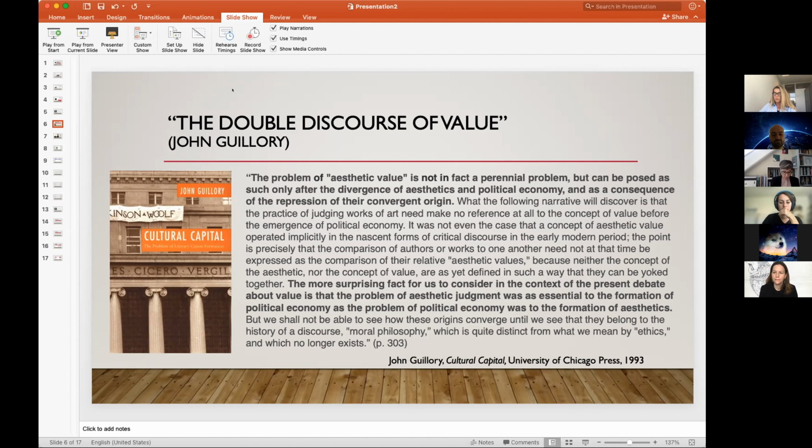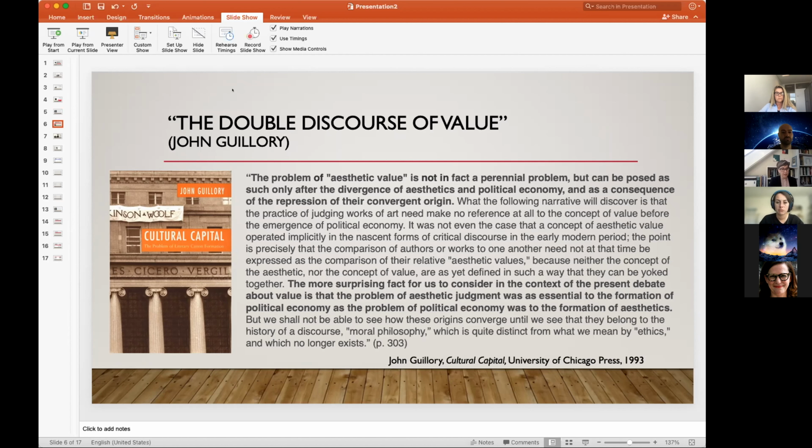In fact, these discourses overlap, in Adam Smith and David Hume. And here's a lengthy quote from John Guillory, which I'm not going to read all of, but I'll just read portions of it. The problem of aesthetic value is not in fact a perennial problem, but can be posed as such only after the divergence of aesthetics and political economy, and as a consequence of the repression of their convergent origin. In other words, we have to forget the fact that they came about at the same time in order for those paths or disciplines to go on their own. So this concept of value, and the kind of imbrication of the two, is even more surprising, he says, for us to consider in the context of the present debate about value, is that the problem of aesthetic judgment was as essential to the formation of political economy as the problem of political economy was to the formation of aesthetics.